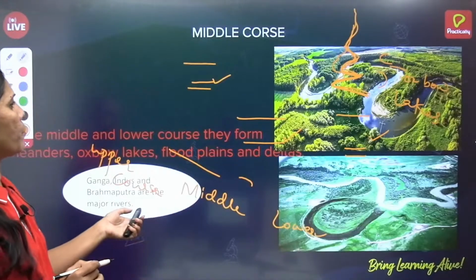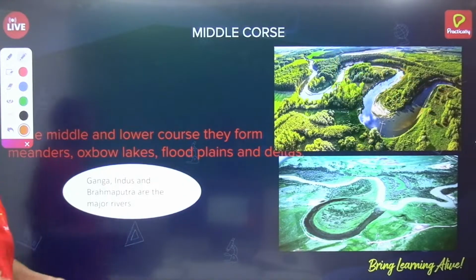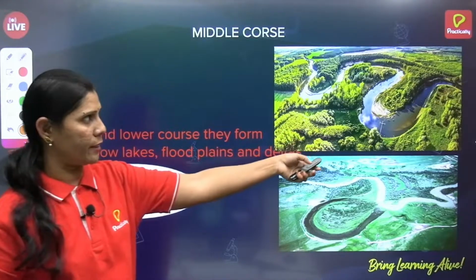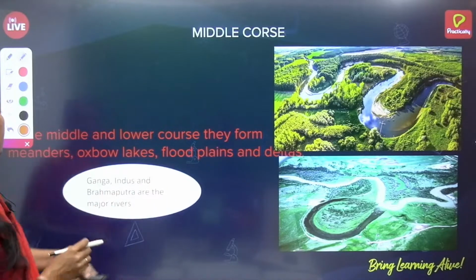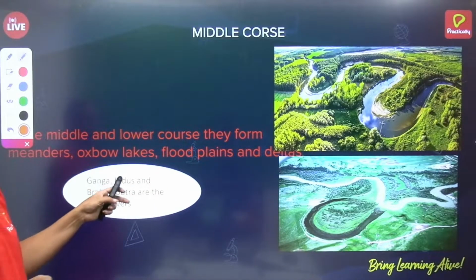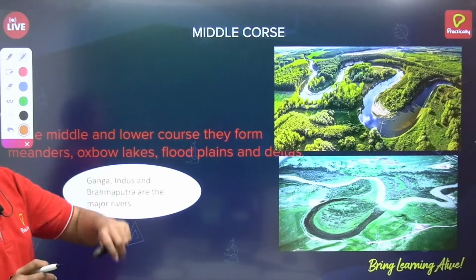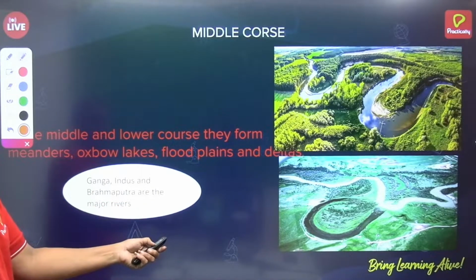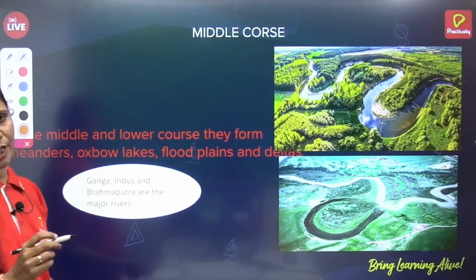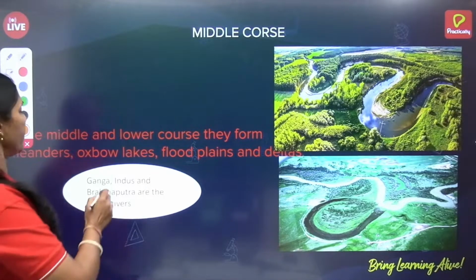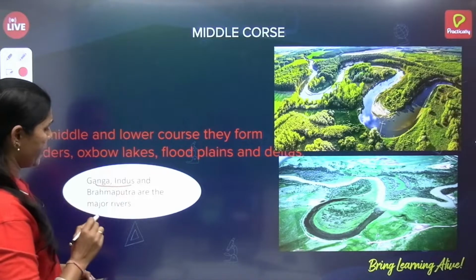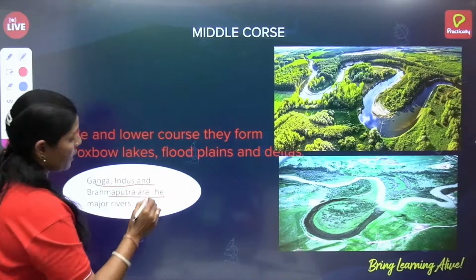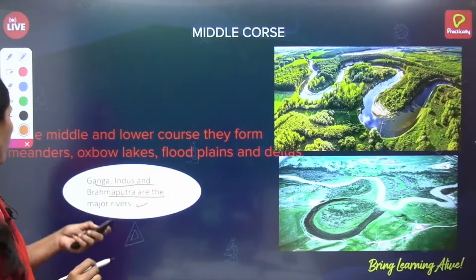I hope you are able to follow me. Yes. Let us see here. These are the shapes of meanders. You can find the meanders over here. Meanders are mostly formed in the lower and middle courses. And the most important point to be noted is that in the Ganga, Indus and Brahmaputra, the major rivers, we find the meanders mostly.